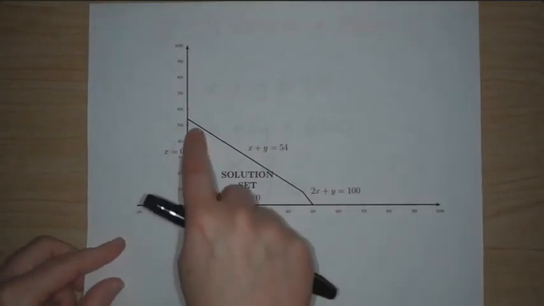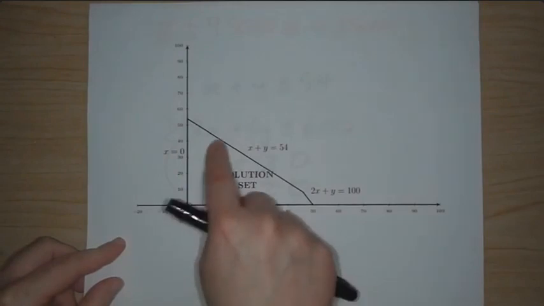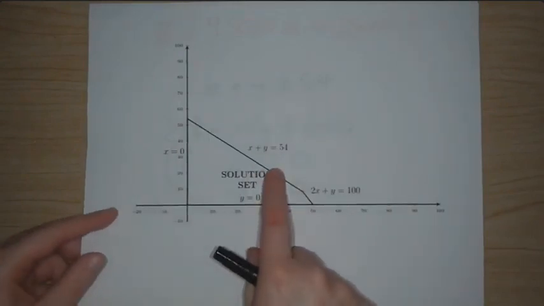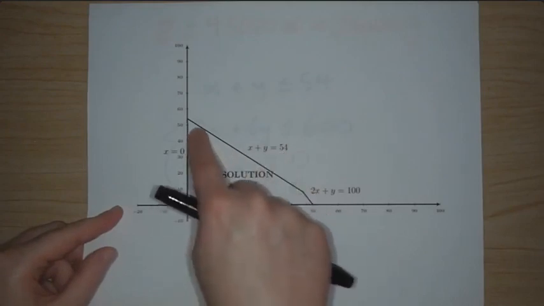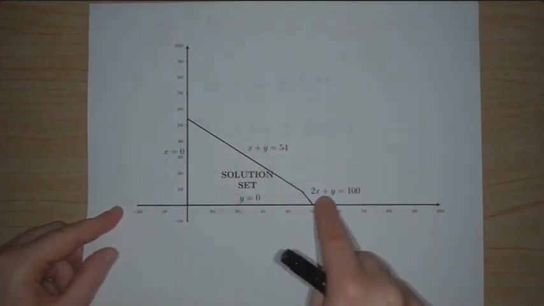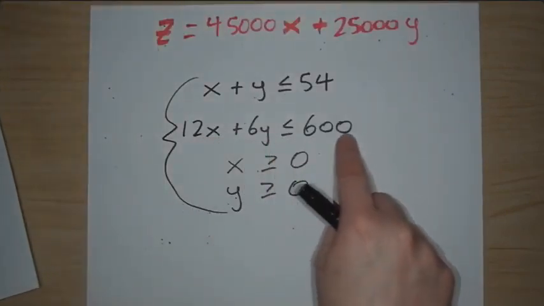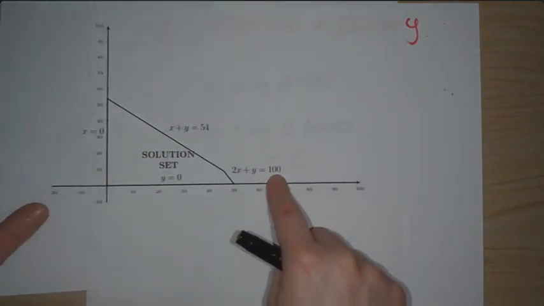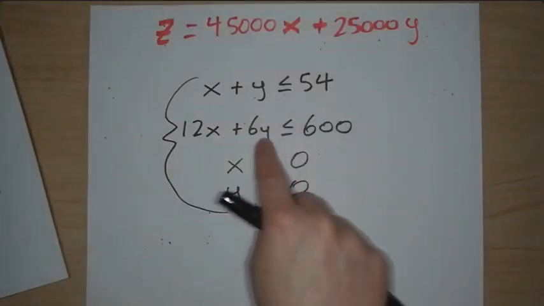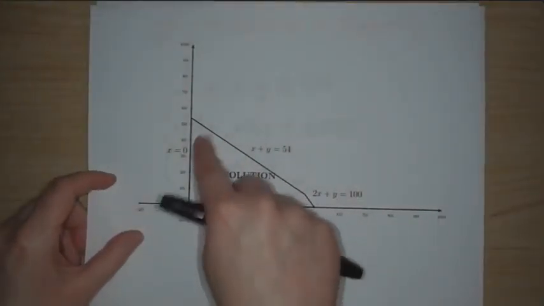So here we have x is greater than 0, which is everything up here. We have y is greater than 0, so it's everything up here. And we have x plus y is smaller than 54, so that's everything down here. And 2x plus y is equal to 100. Well, that's simply this divided by 6. So this 2x plus y is smaller than or equal to 100 is just a simplified version of this constraint right there, which is less than everything up here.